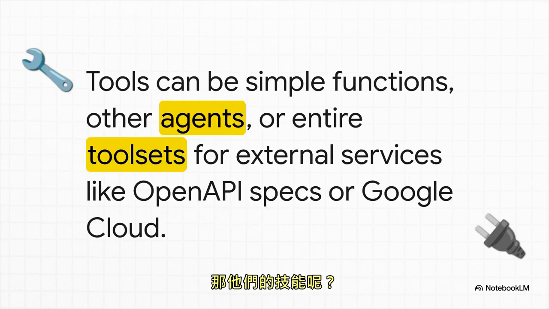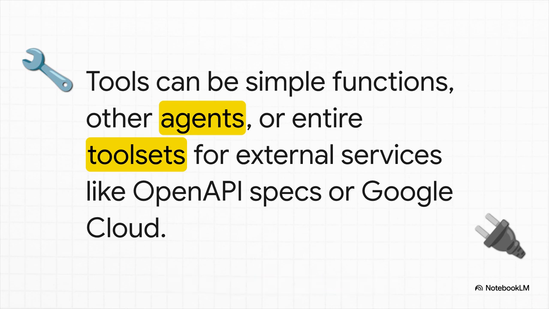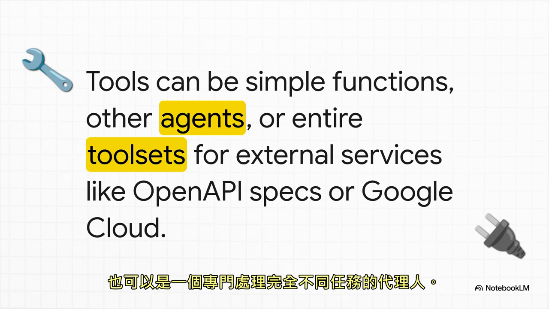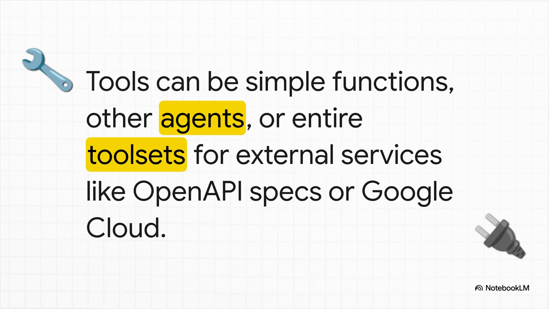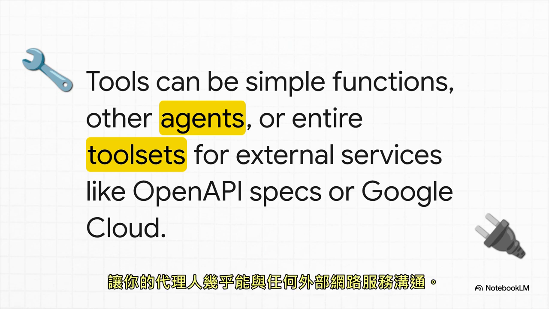And what about their skills? Well, in ADK, a tool can be almost anything you want it to be. Seriously, it could be a simple Python function that just adds 2 numbers. It could be another agent that specializes in a totally different task. Or it could be an entire toolset that's automatically generated from something like an OpenAPI spec, letting your agent talk to pretty much any external web service out there.